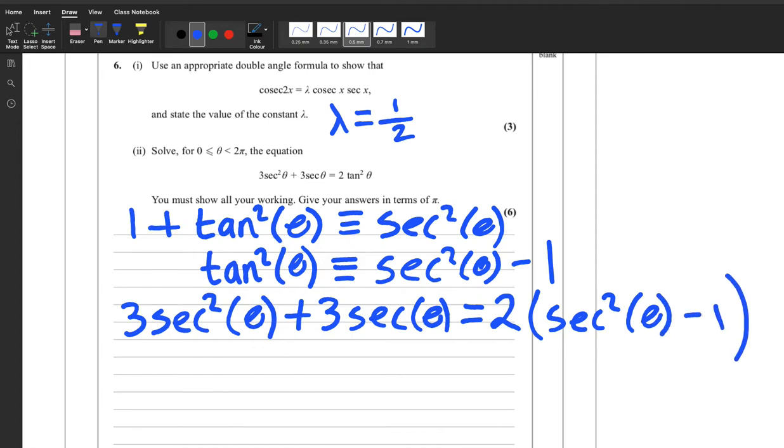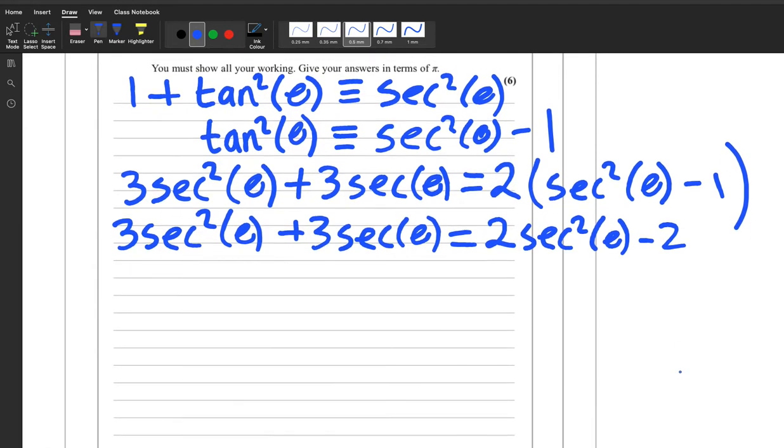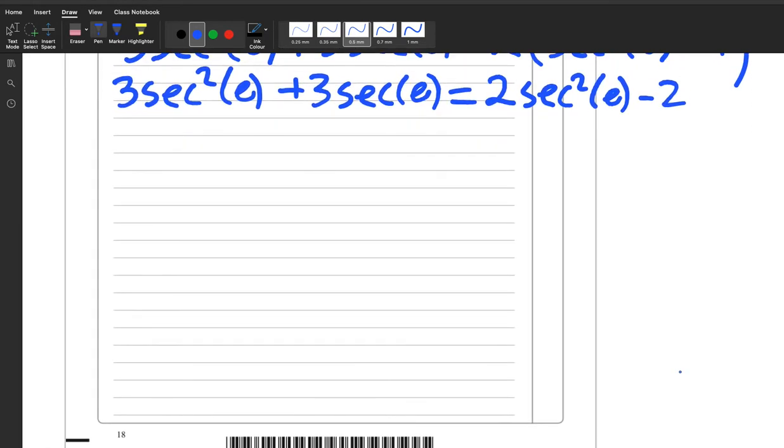Okay, then I'm going to put 3 sec squared theta plus 3 sec theta equals, I'm going to expand this bracket, 2 sec squared theta minus 2. Okay, we're getting closer. So what we want to do is make everything equal to 0 because it's a quadratic equation. It's a quadratic in disguise.